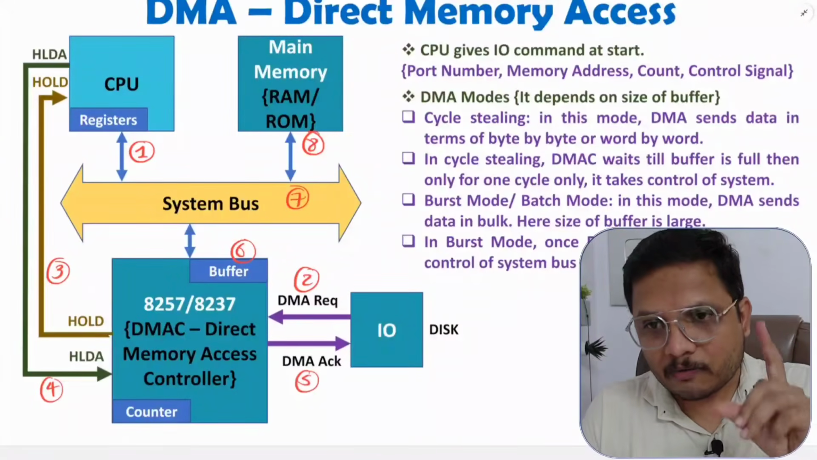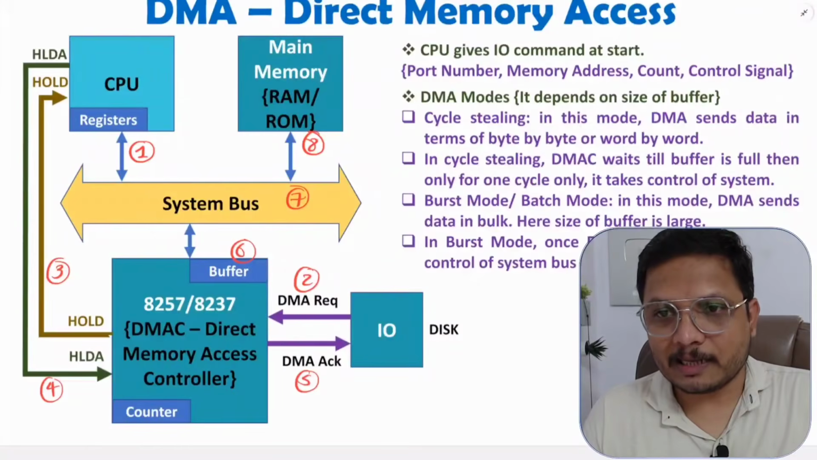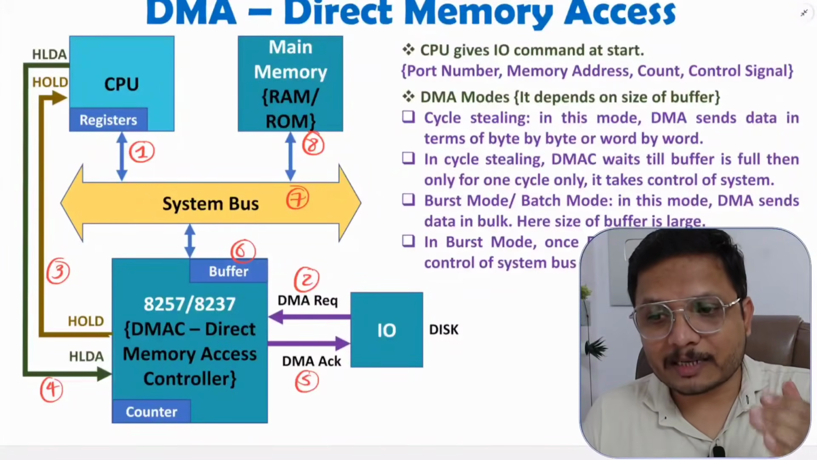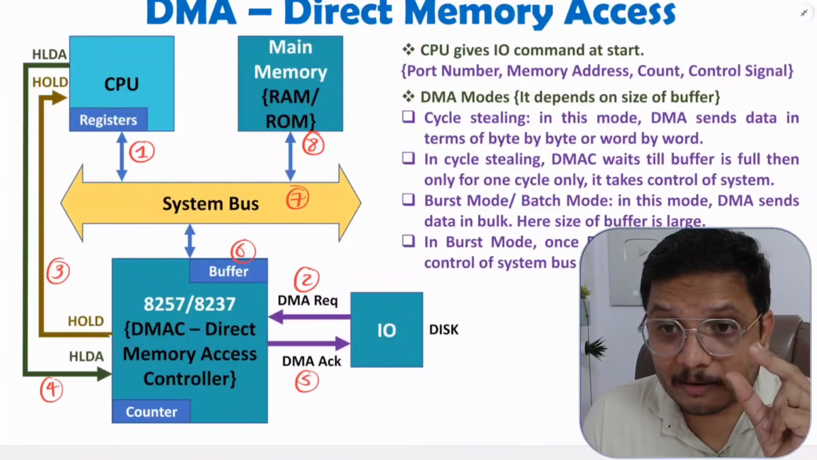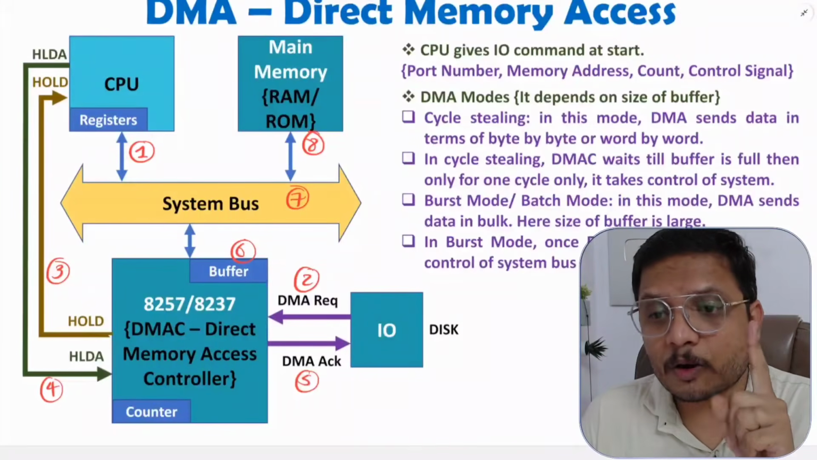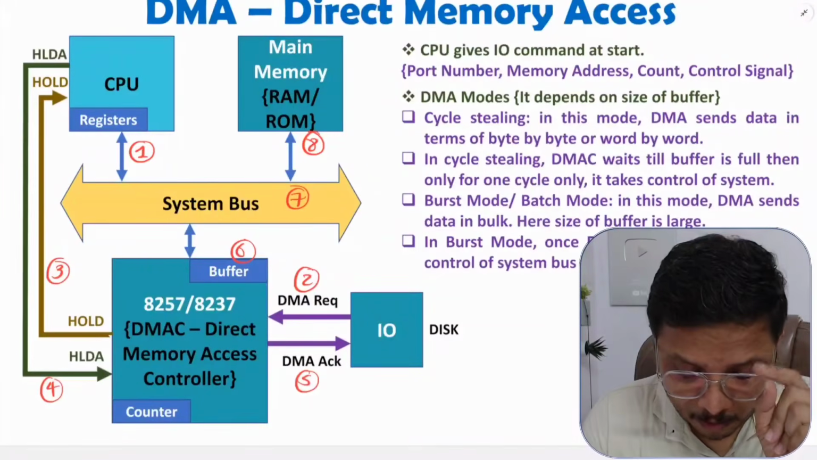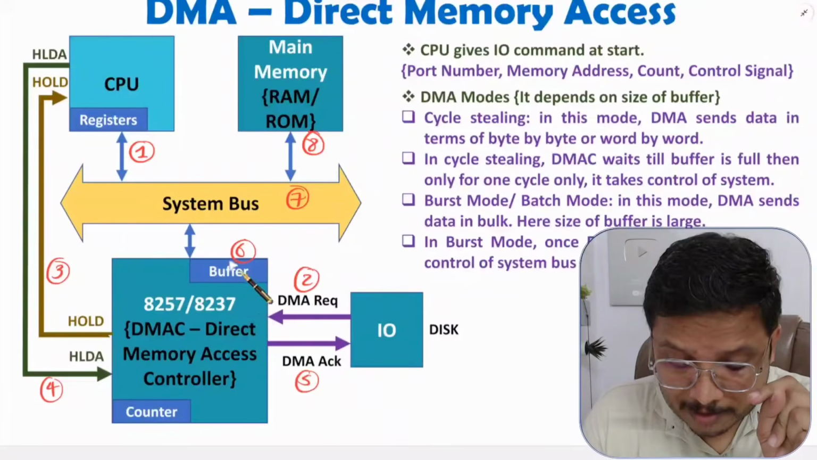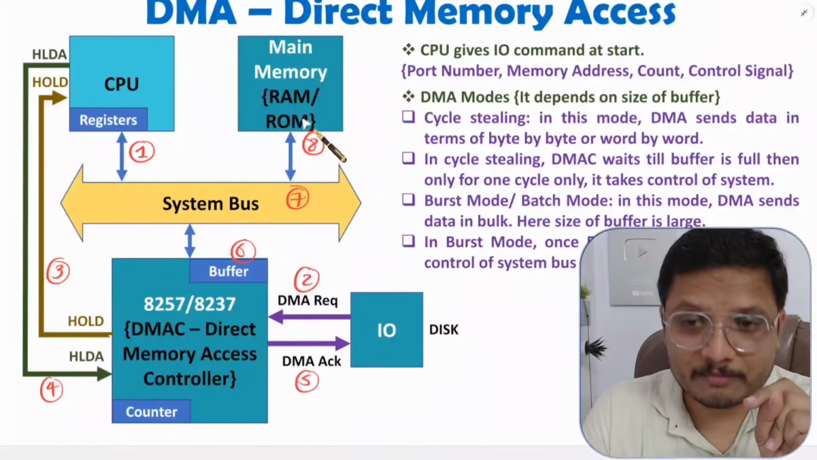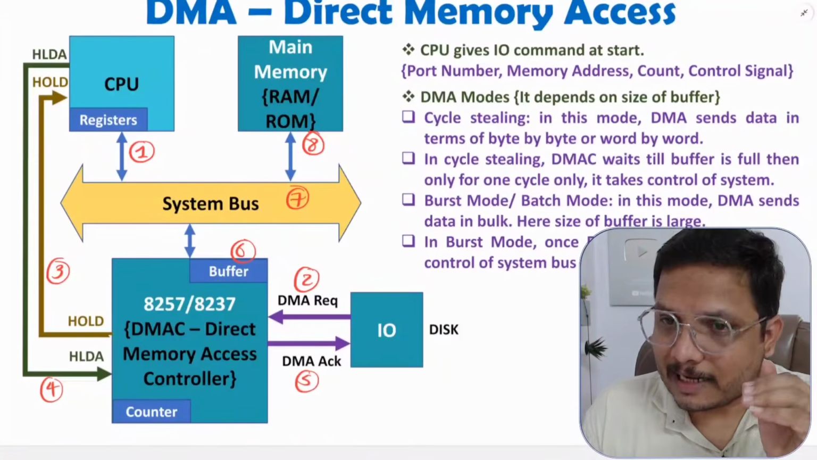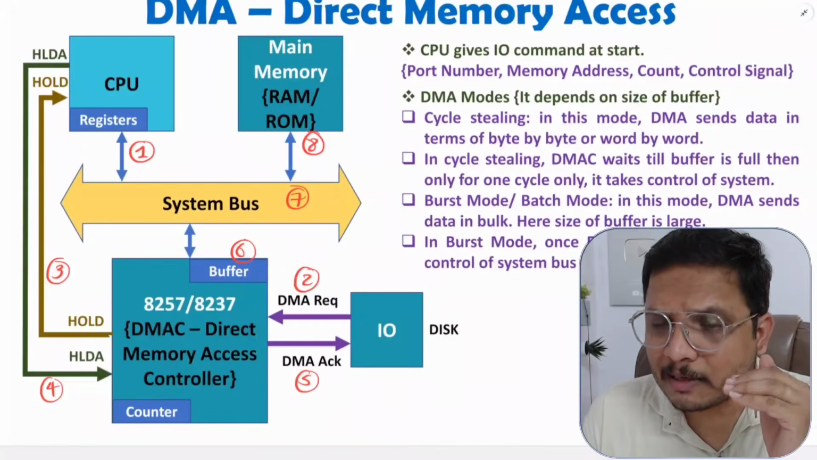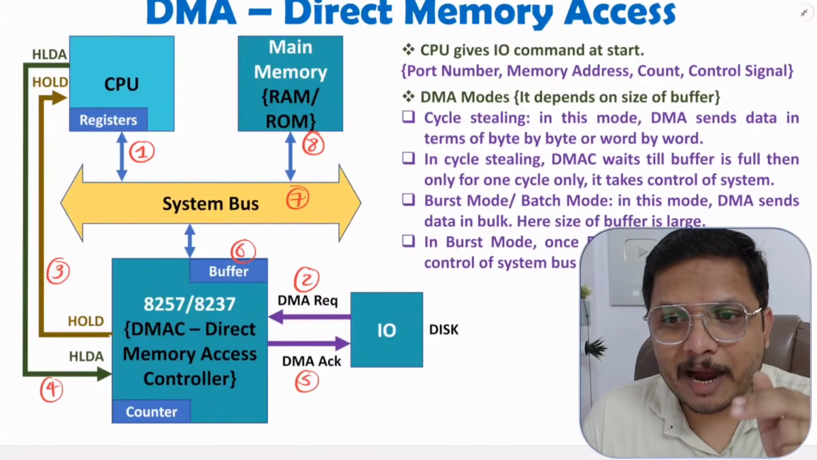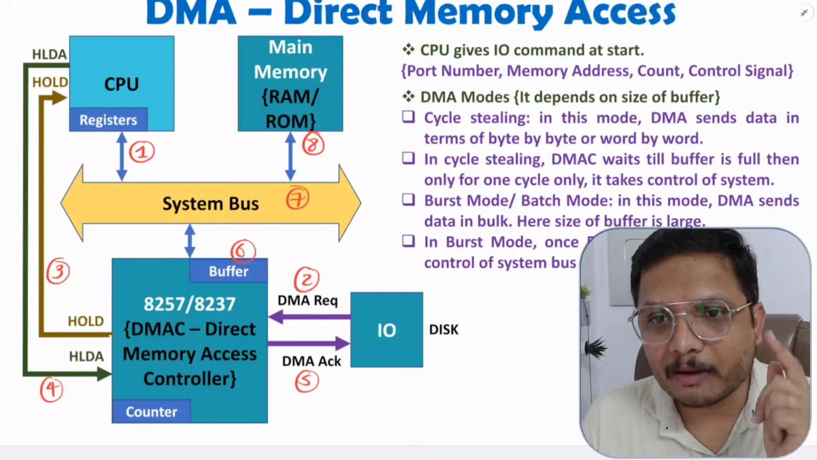So that is the first thing which is happening in cycle stealing. And from the name itself you can understand this. Cycle stealing means it steals only one cycle, and on that cycle the data of the buffer will be given to main memory, right? That is the case which is happening. And remember, this is happening byte by byte or word by word.